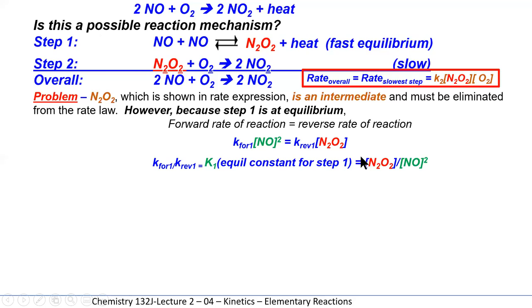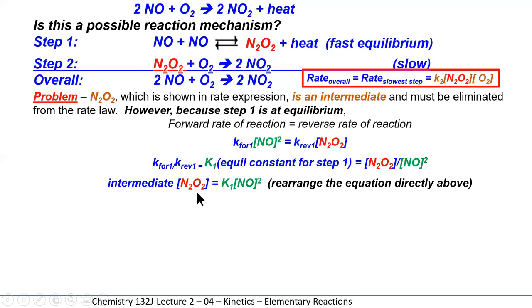Again, we've rearranged this equation. Divided both sides by the concentration of NO squared. So the intermediate, in this case, the concentration of N2O2 equals K1 times the concentration of NO squared. We're rearranging this equation directly above now. So you can see what's happened here. We multiplied both sides by the concentration of NO squared. So if there's a division sign here, we got rid of it on this side. And now we're multiplying it by K1 on this side.